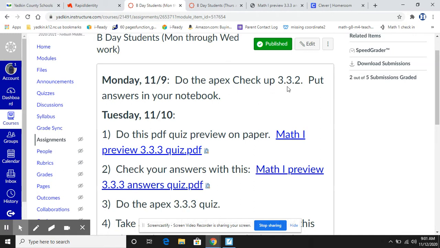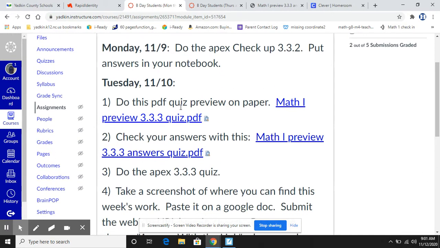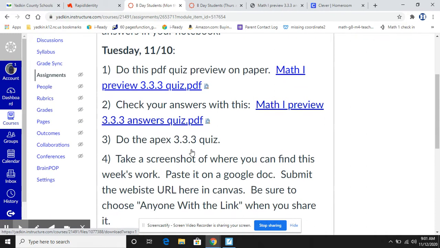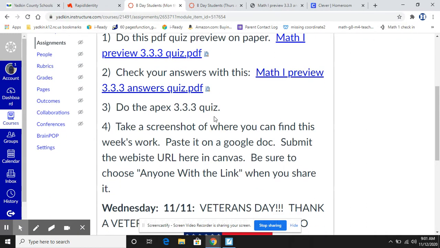Do the Apex Checkup 3.3.2, put the answers in your notebook. Do the PDF quiz preview on paper, which is right here. Check your answers with this PDF. Hopefully you've already done that, and you were supposed to do the 3.3.3 quiz. I've noticed everybody has not done that, so if you still have not done that, please get that done.